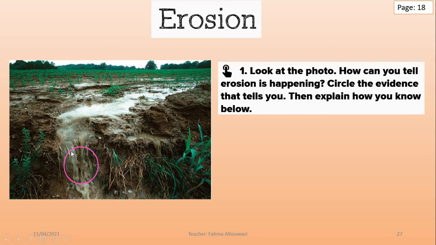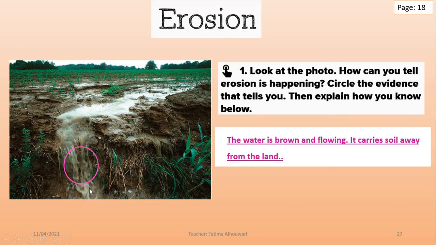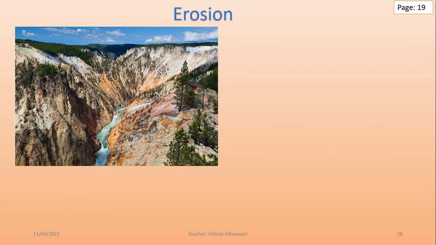This is a big evidence. This water is traveling sand from this place to this place, a new place. The water is brown and flowing. It carries soil away from the land. Look at this photo. This is a river. A fast-flowing river can also cause erosion. The river carries away bits of rock over time.